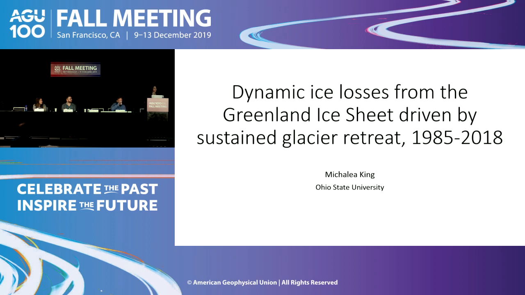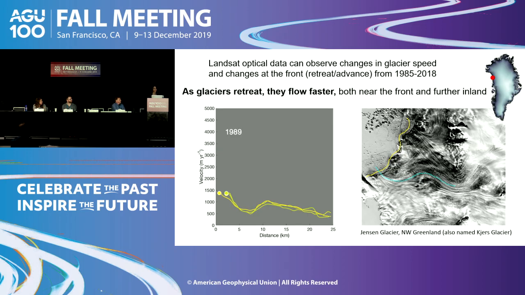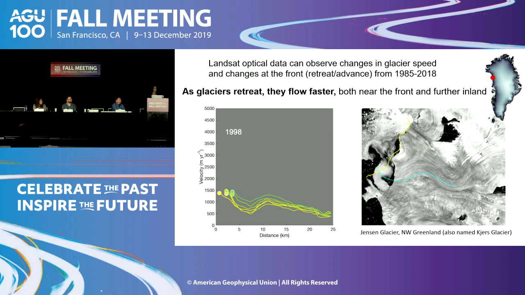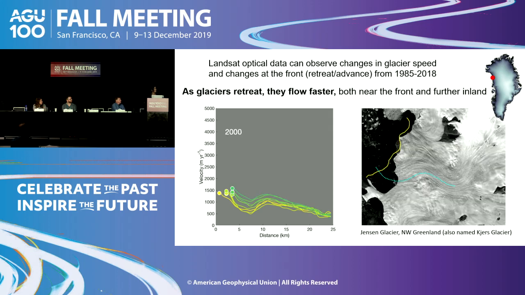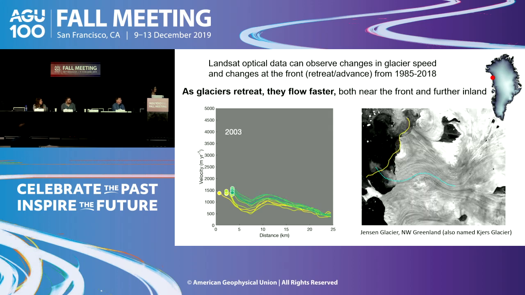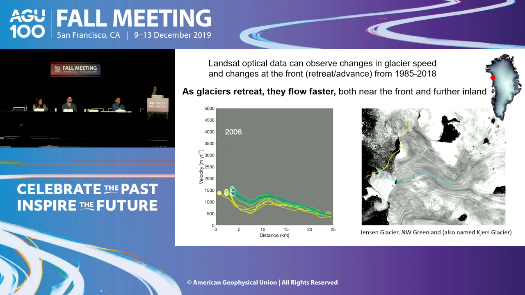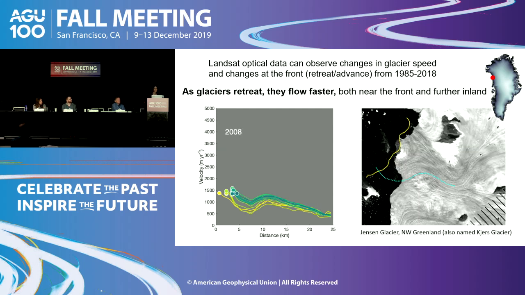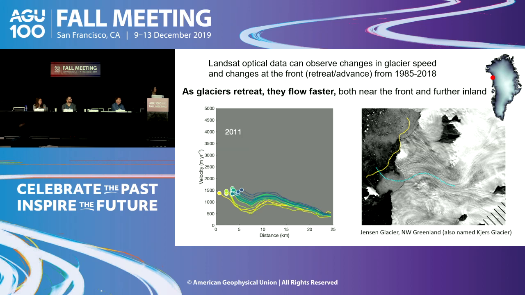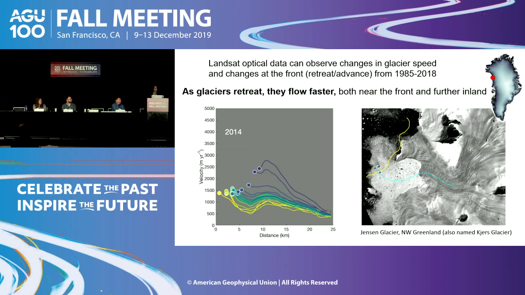And so on the next slide, I'm going to show an animation, and I first want you to focus on the animation on the right, and that's going to show a retreating glacier. It's called Jensen Glacier. It's in northwest Greenland. So just focus your attention on there first. And so the yellow line demarcates the front of the glacier in 1985, and you'll see through time that glacier has rapidly retreated.